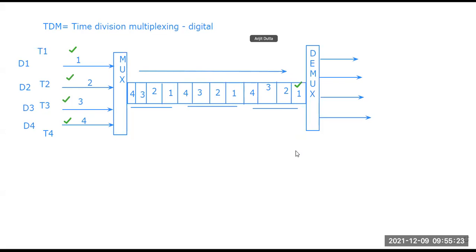When it is device one's turn, device one has the opportunity to flow its data. When the time ends for device one, device two gets the same opportunity to transfer its data. Device three is the same, and device four also gets the opportunity. How many devices are connected here? As I have drawn, there are four devices connected: D1, D2, D3 and D4.